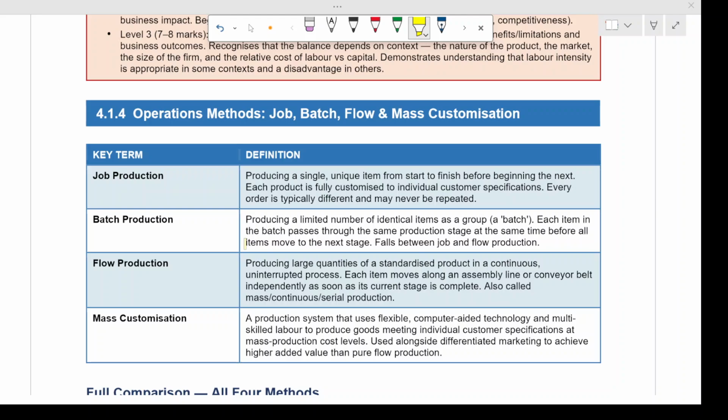The next one is flow production, where large quantities of a standardized product are produced in a continuous and uninterrupted process. And the last one is mass customization, where the production system uses flexible computer aided technology and multi skilled labor to produce goods that are customized to each individual's specifications, the way they want them.